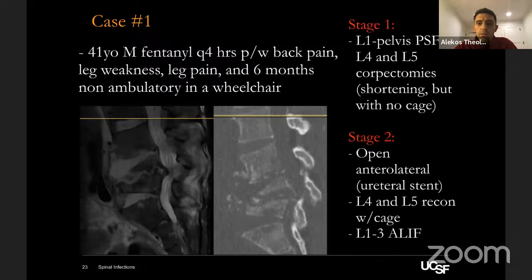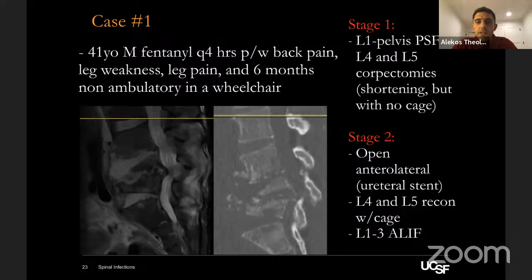So talking about our principles here, this is a patient that we wanted to stage. We did the posterior first, followed by the anterior. On the posterior operation, the plan was to do L1 to the pelvis. My traditional teaching is to go 3 above, 3 below for 3-column osteotomies in the lumbar spine or elsewhere in the spine.